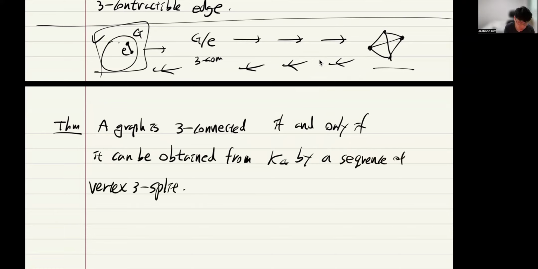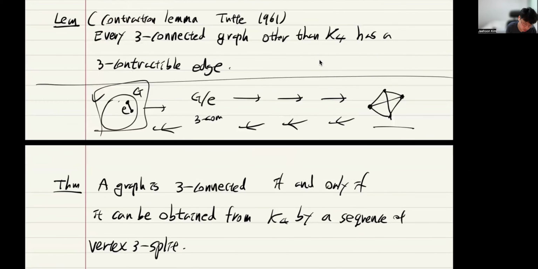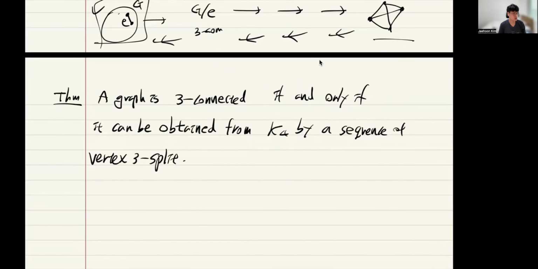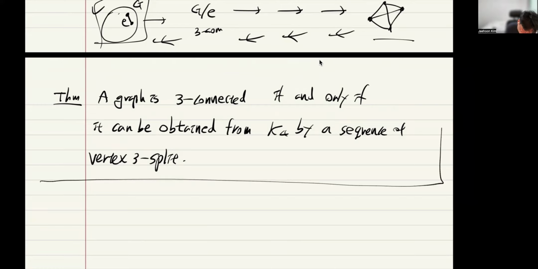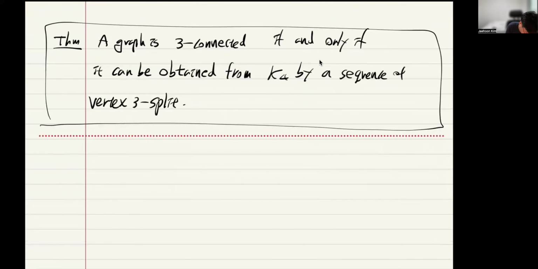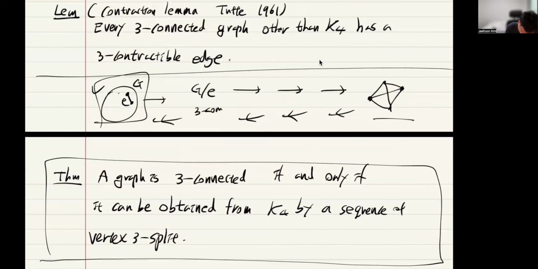So this theorem is an easy consequence of this lemma. And this gives us what we want. This gives us the operation that preserves 3-connectedness. And then, starting from K4, you apply this operation repeatedly, and you can obtain any 3-connected graph. This provides us the understanding of 3-connectedness. And let's prove the lemma.